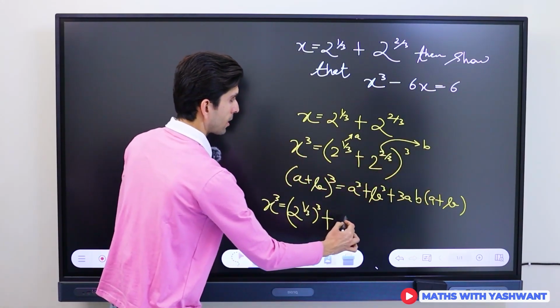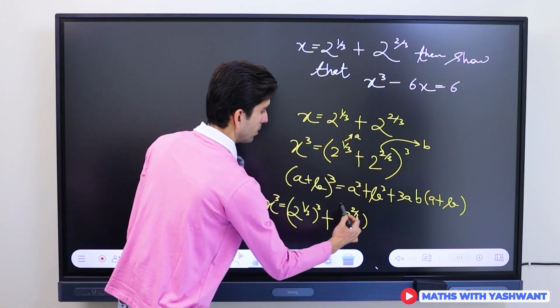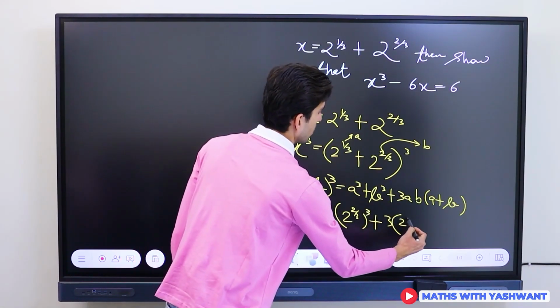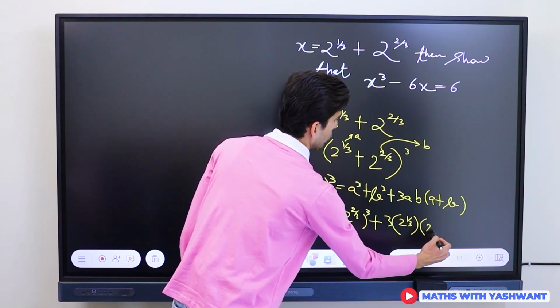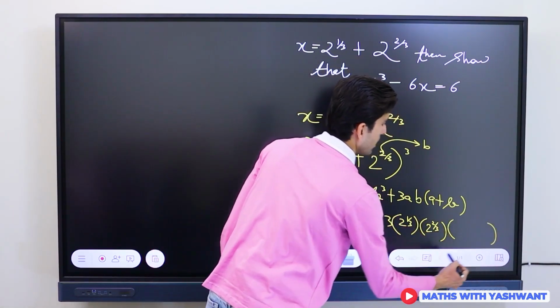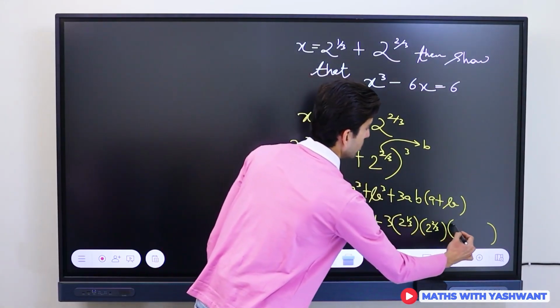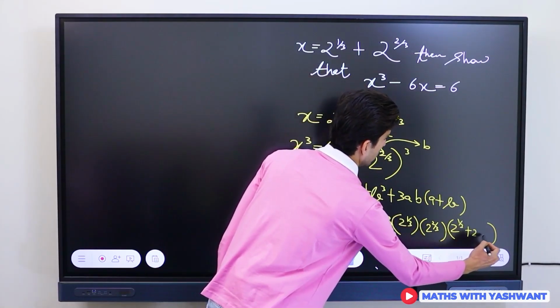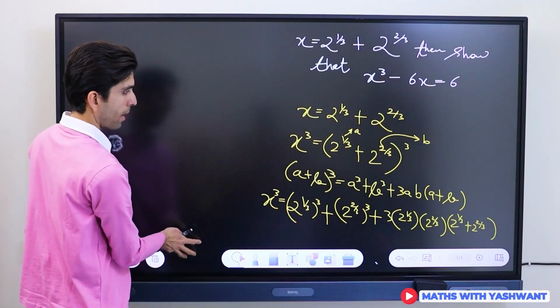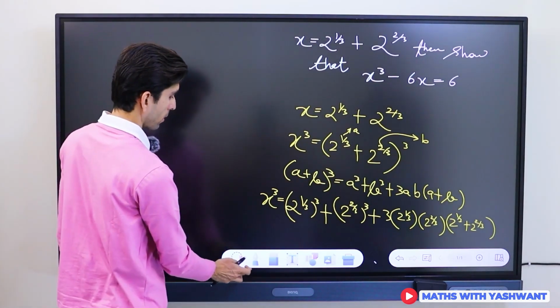So b cube, that means 2 to the power 2 by 3 whole cube, and 3ab. A is your 2 to the power 1 by 3, b is your 2 to the power 2 by 3, and a plus b. A plus b is your 2 to the power 1 by 3 plus 2 to the power 2 by 3. Now we'll put the values. Okay.